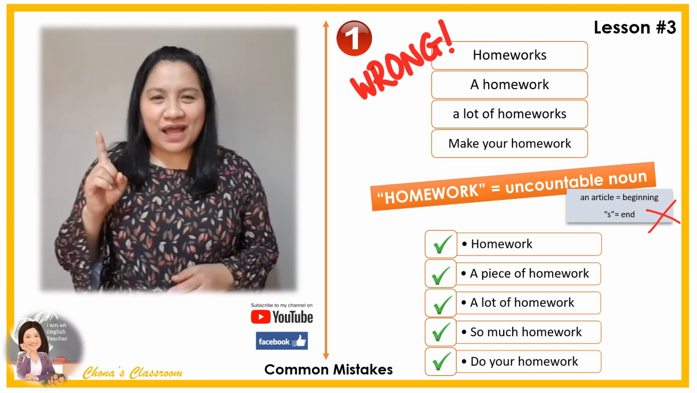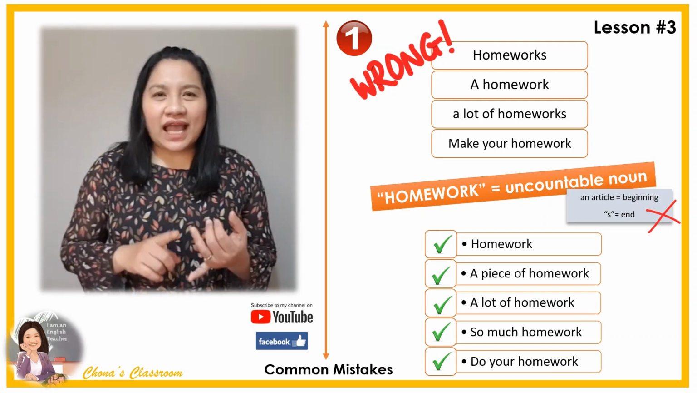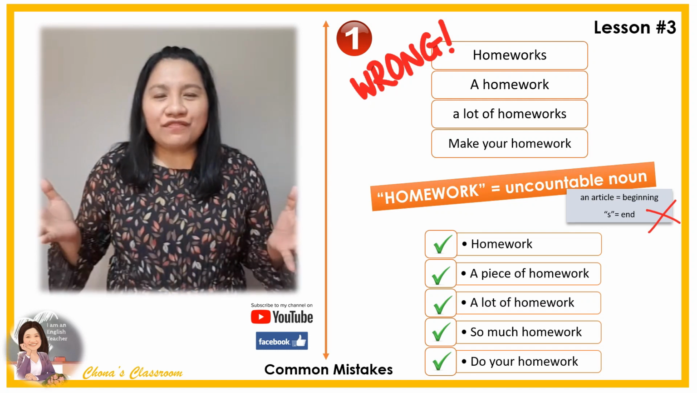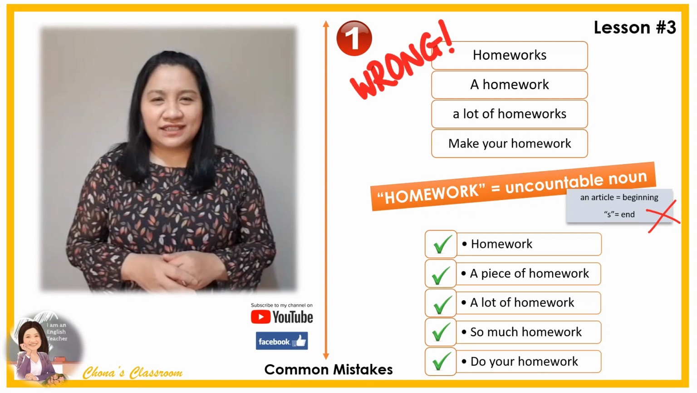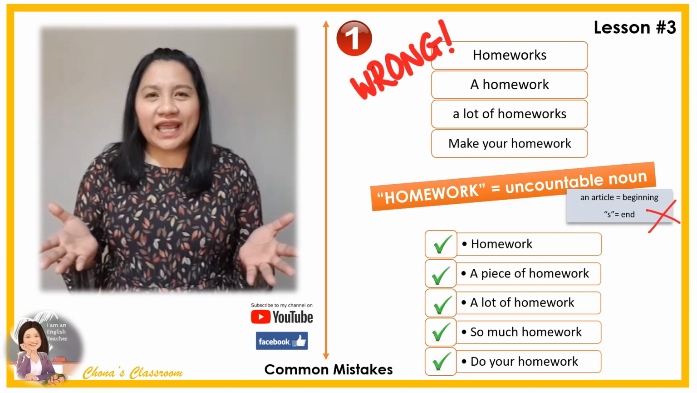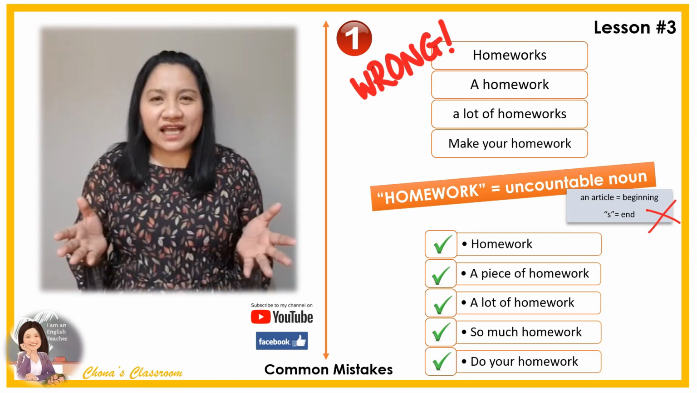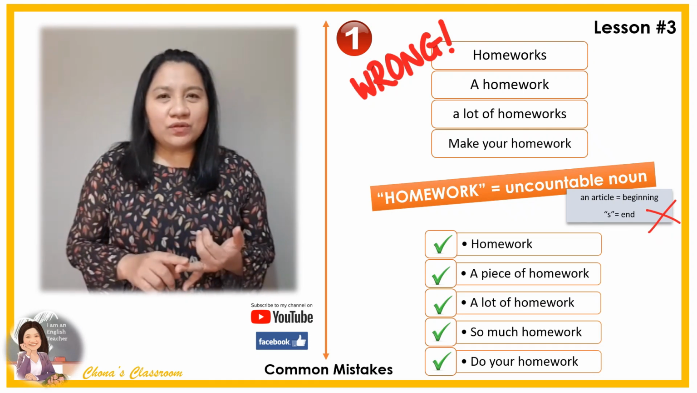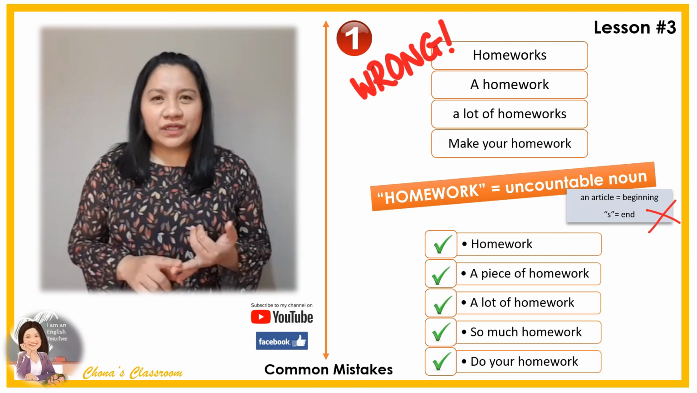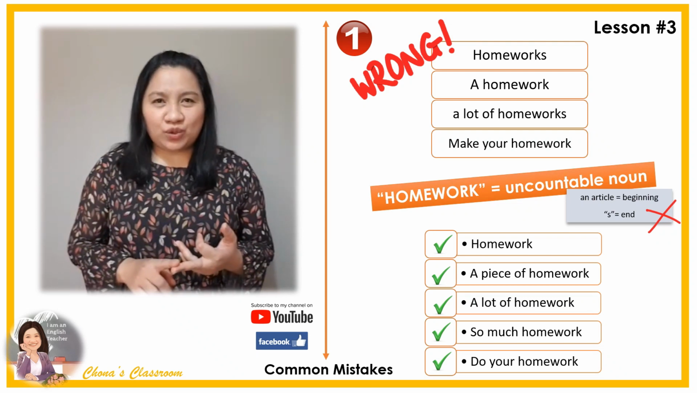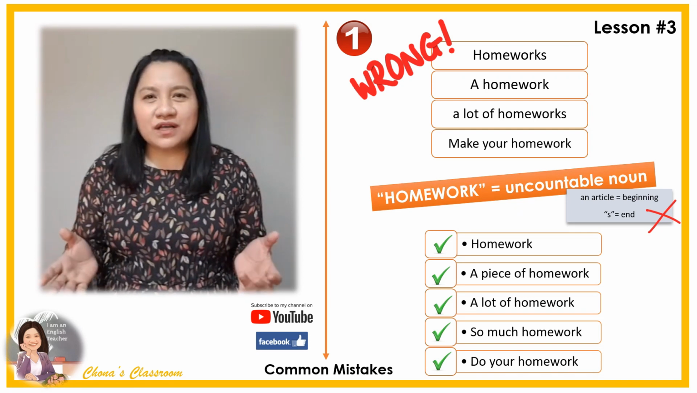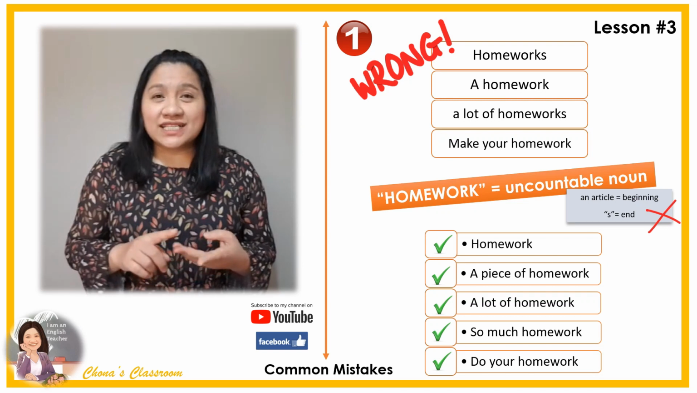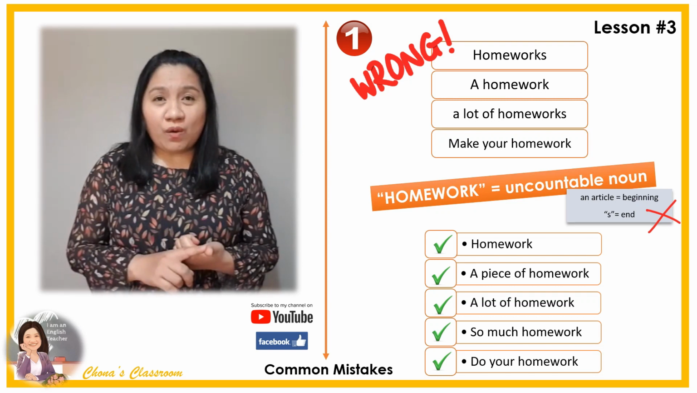Number 1 is about homework. Homeworks, a homework, many homeworks, and make your homework. All of these expressions are incorrect. Why? Because homework is uncountable. And if it is uncountable, we don't put an S to make it plural, we don't put an article at the beginning of the word, and we don't use many to quantify. So the correct forms are homework, a piece of homework, a lot of homework, some homework, much homework.